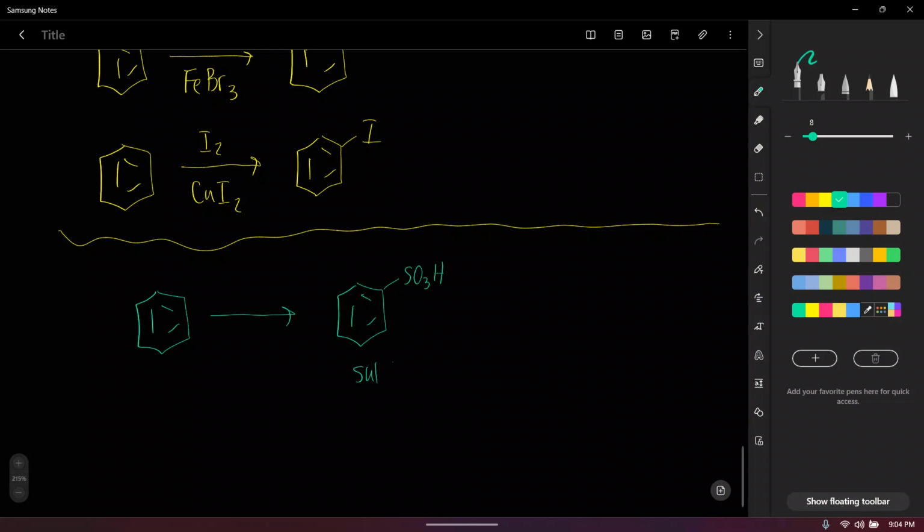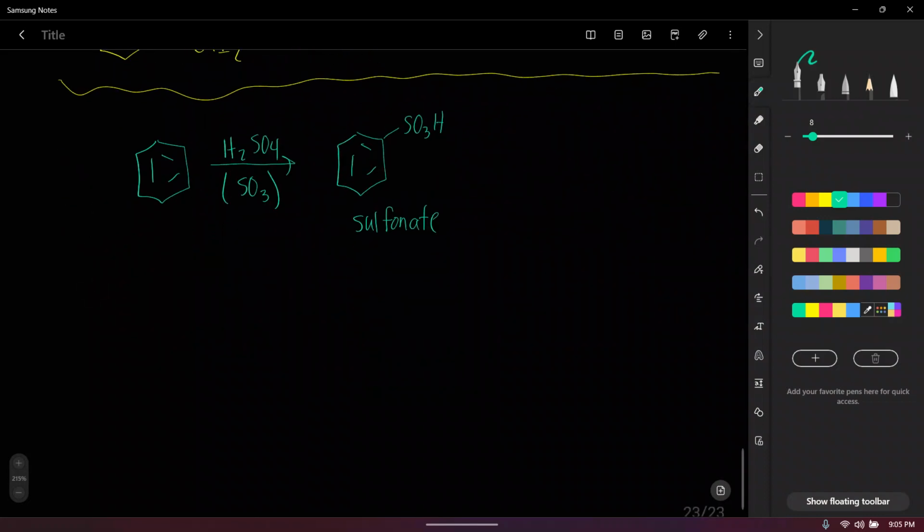so this is called a sulfonate. So I can add an SO3H group, which is called a sulfonate. And the way that I do that, very, very easy, is I just use H2SO4. And optionally, I can also include SO3. Your professor might tell you to include SO3, but technically you don't need to. If you have concentrated H2SO4, concentrated H2SO4 will produce this anyway, right? So H2SO4 with optionally SO3 will give you this.